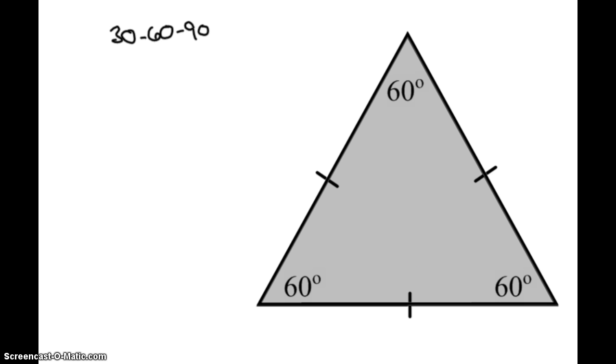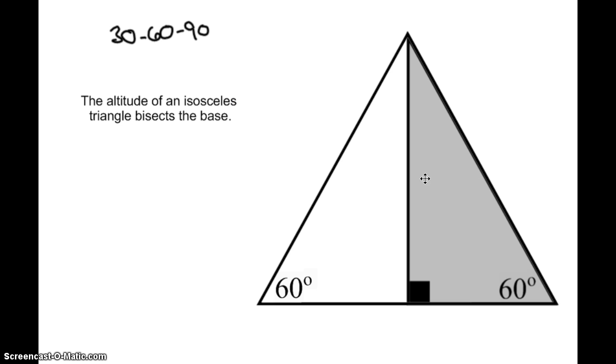So recall the altitude of an isosceles triangle bisects its base. Now, an equilateral triangle is also isosceles, so if we drop an altitude of this, we're going to bisect the base. So let's put some tick marks in to show that the base is being bisected. And let's also note the right angle because this is an altitude.